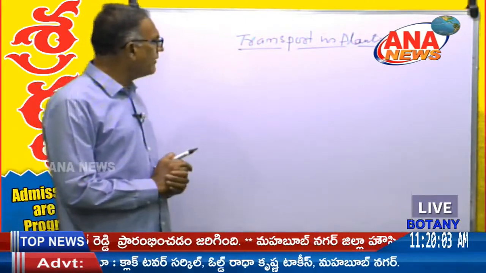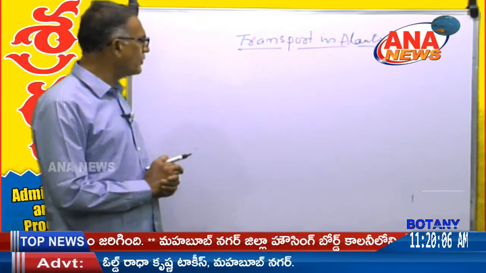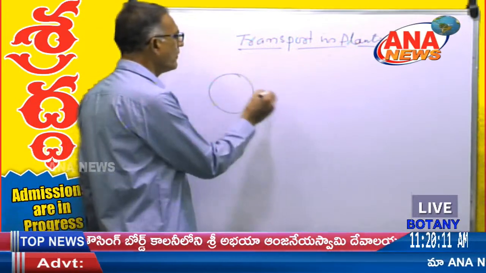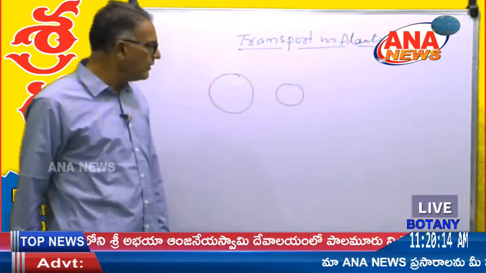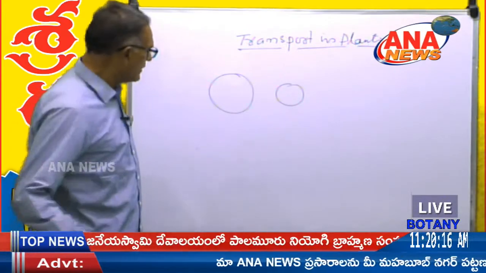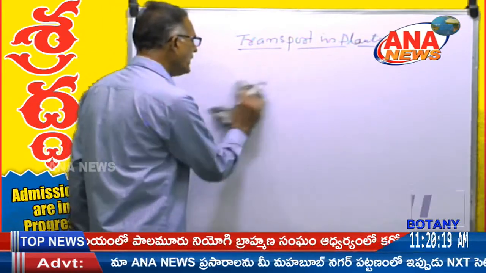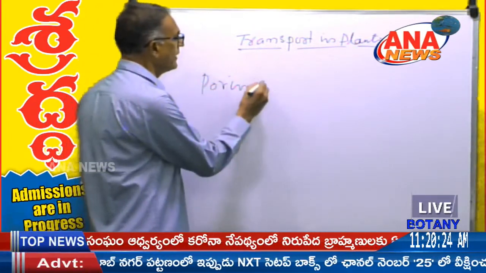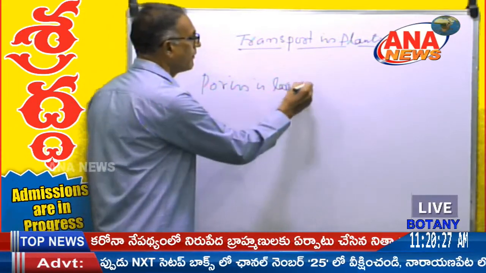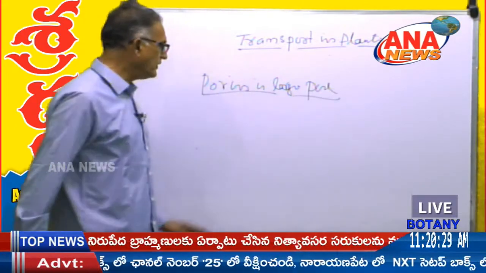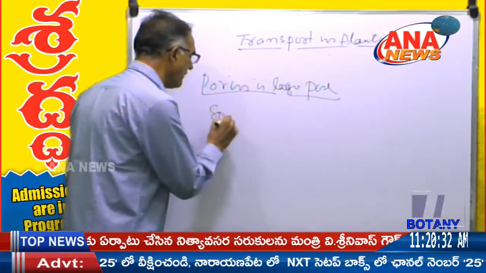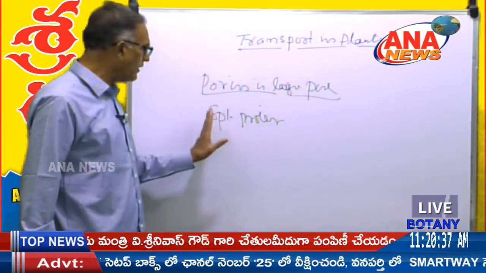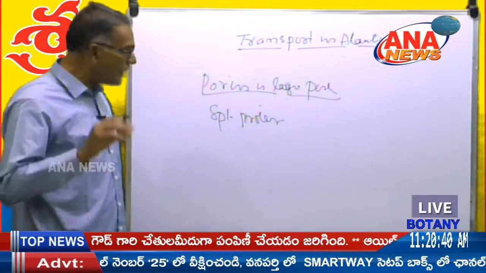So here the special proteins form the large pores. Some of the pores are open forever, some of the pores are controlled. The porin is a large pore. Porin is spelled P-O-R-I-N. A porin is a large pore which is formed by the special proteins. Those holes formed by the special proteins are called porins. Porin is nothing but a pore.